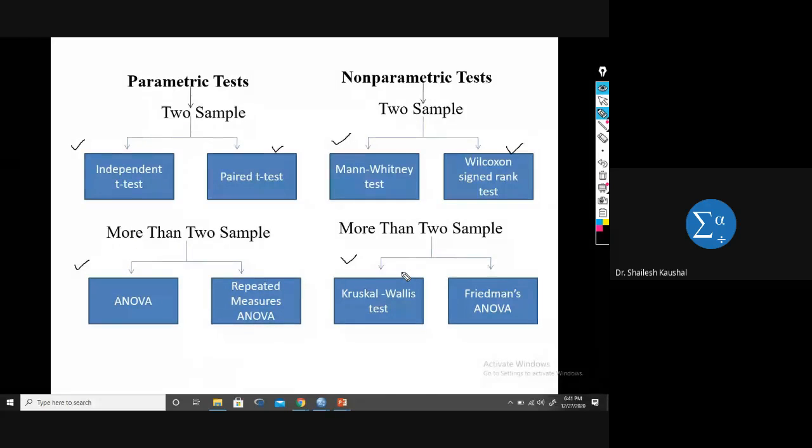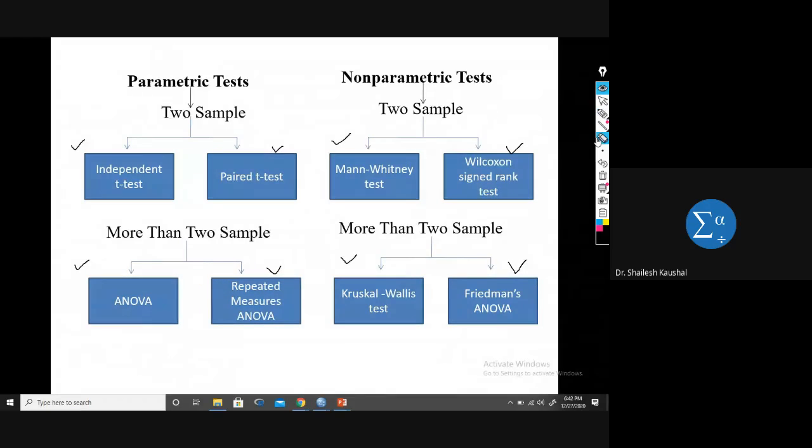Okay, so why am I using this Kruskal-Wallis test? Because my data is not normal and not homogeneous. That is why we are using the Kruskal-Wallis test. Same as in the case of repeated measures ANOVA, if assumptions are not fulfilled, then we use Friedman ANOVA. So basically these are the tests.